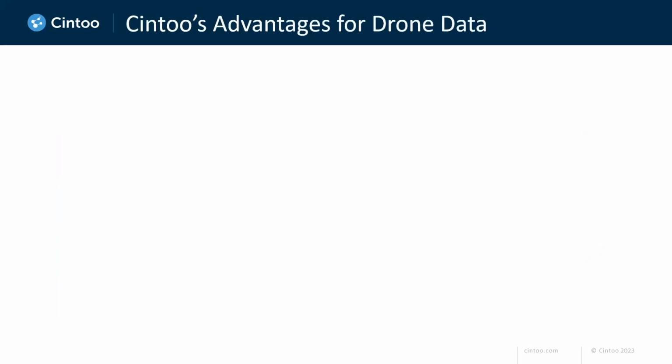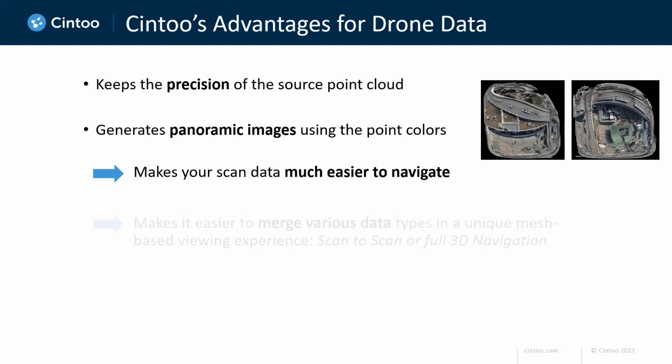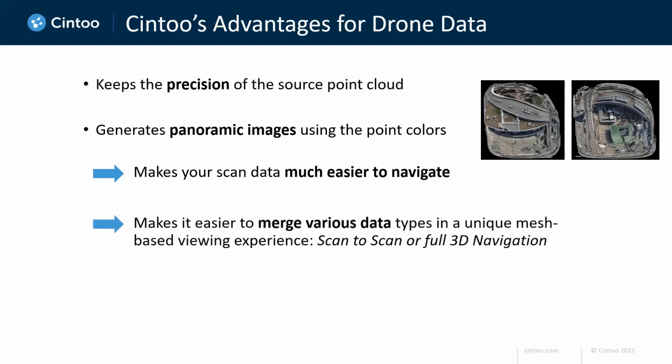Going to a little more detail, why do we do that? Because this process will keep the precision of the source point cloud first. This is very important to know. There is no compromise. There is no decimation, no compromise on accuracy with Cintoo Cloud overall. It will generate panoramic using the point cloud color, as you could see, and that will make your scan data much easier to navigate. Again, that will be the Google Street View of your drone data. It will make it also much easier to merge various data types in a unique base viewing experience. Of course, can be scan to scan or full 3D navigation.